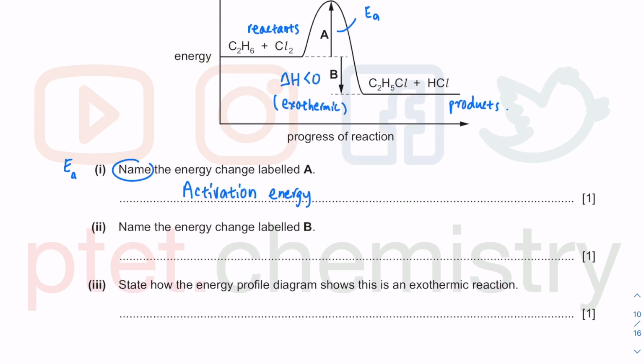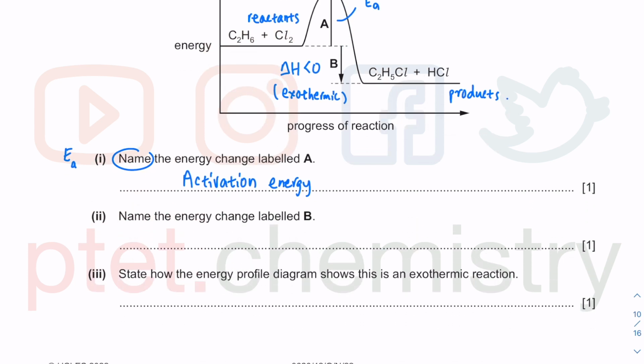They want you to give the name of the energy change. The name of the energy change B, that is your enthalpy change. I know we usually label this as delta H. Again, they wanted the name and not the abbreviated form delta H there. So state how this energy profile diagram shows that this is an exothermic reaction.